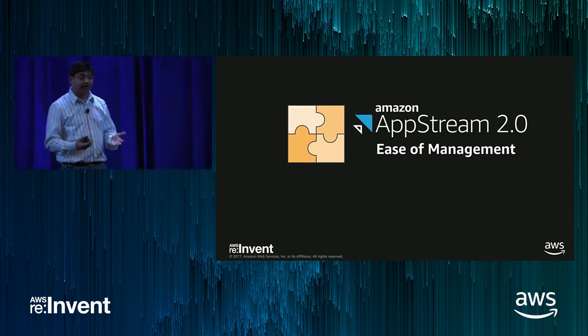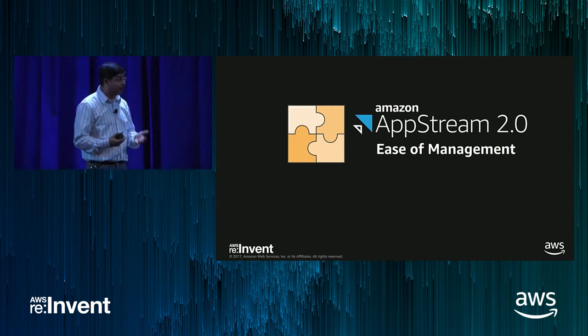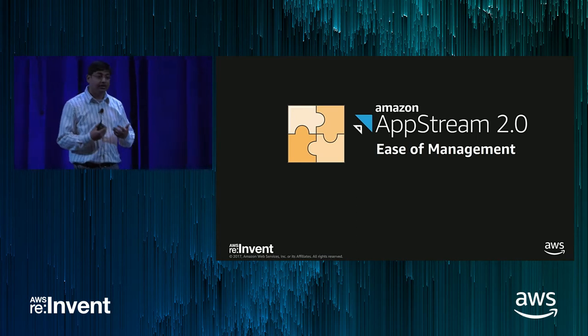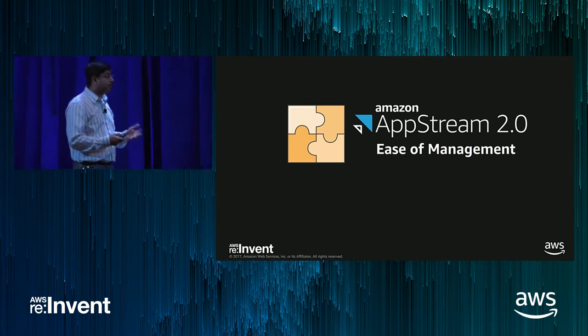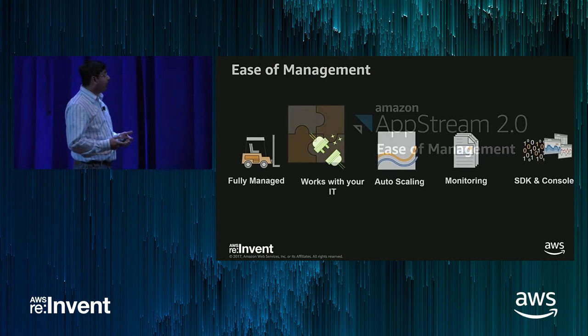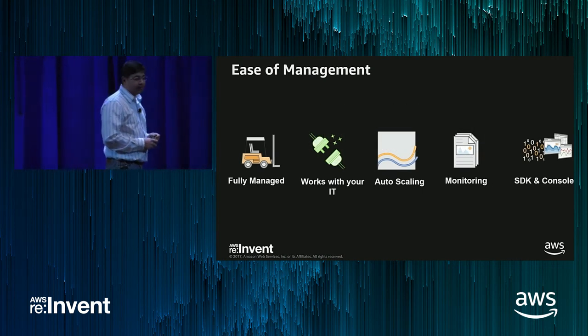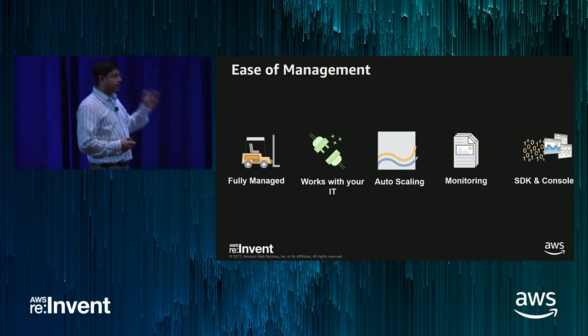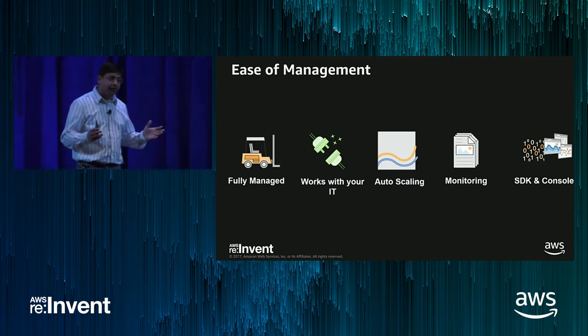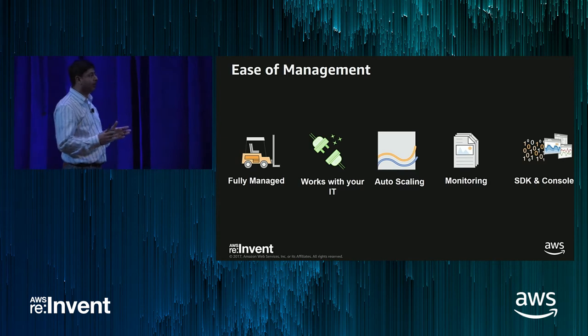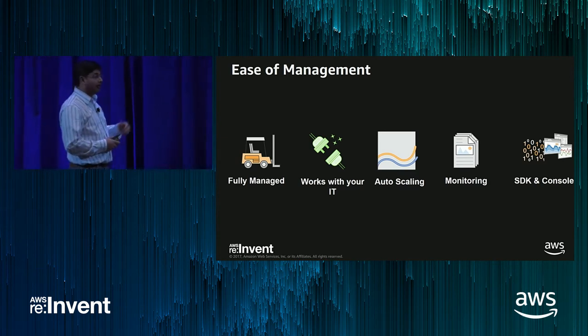Obviously, the end user is critical because they are the people who are using it every day. But when you want to deploy these kinds of solutions at scale, the administration challenges are also very critical. So in terms of ease of management, AppStream being a fully managed service, we take care of all the infrastructure management. We provision the infrastructure on your behalf. We allow you to use the infrastructure on demand as and when you need it. And we work with your IT.